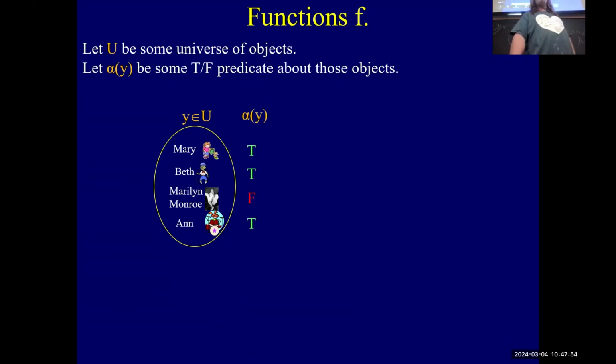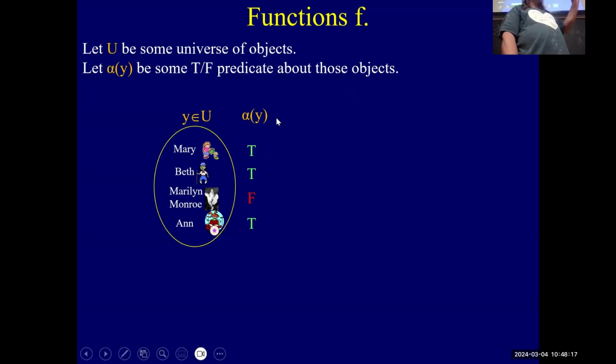And it's going to have some relation. No, actually, it's not a relation because it's on one thing. A relation is two objects, the relation between them. This is called a predicate. For every y, it tells you whether alpha is true or not, right? So it returns true or false for each object.